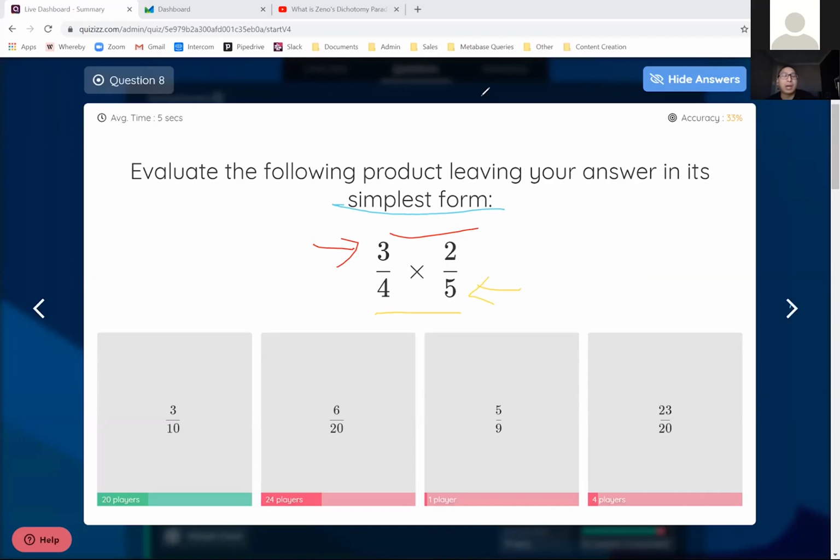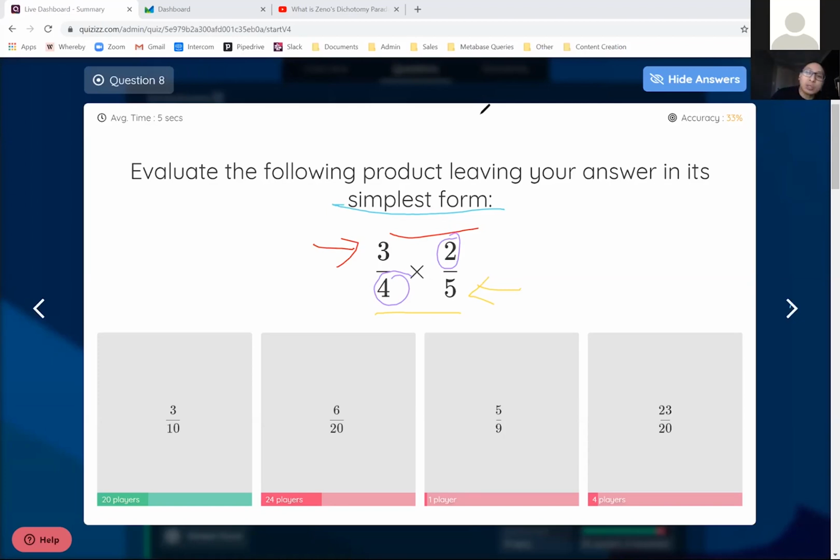3 and 5 also don't have any numbers that go evenly into each other, right? Common factors of 3 is 1 and 3. Common factors of 5 is 1 and 5. No common factors there. But if I look at the 2 and the 4, there is a common factor. Something goes into both 2 and 4. What's that number? 2 goes into 2 and 4.